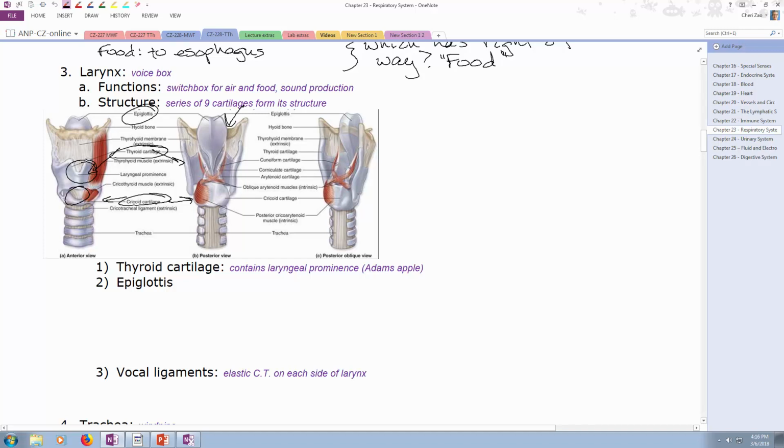The arytenoid cartilages are important in that they actually are at the posterior aspect of the vocal folds, the true vocal folds. The cuneiform and corniculate cartilages are structures that you don't need to identify on your cat, but they are paired, they're very small and are associated with our voice box.